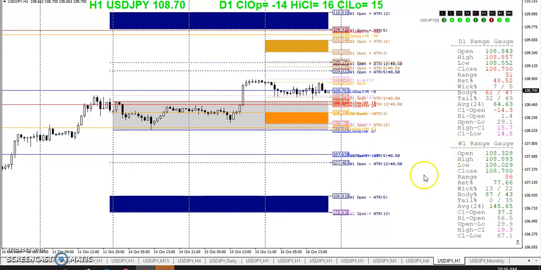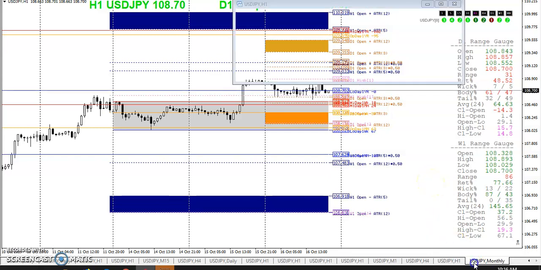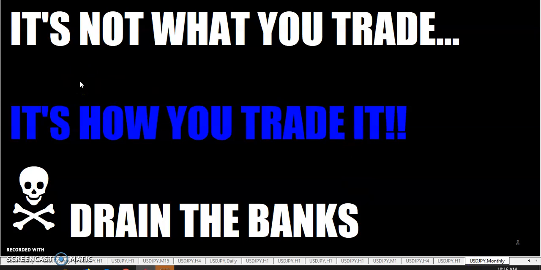But stick with the fundamentals and you won't be fooled. You can just look at something and go, does that make sense? Does that look like a fundamental? If not, just ignore it. And just focus once again on your trade, on your portfolio, and what you're doing. Because remember, it's not what you trade, it's how you trade it.